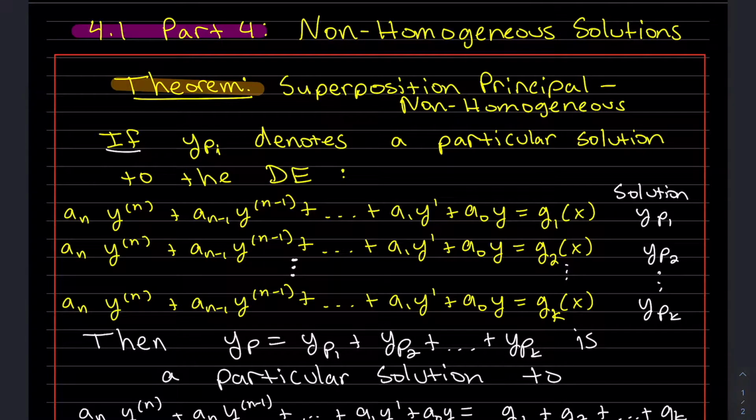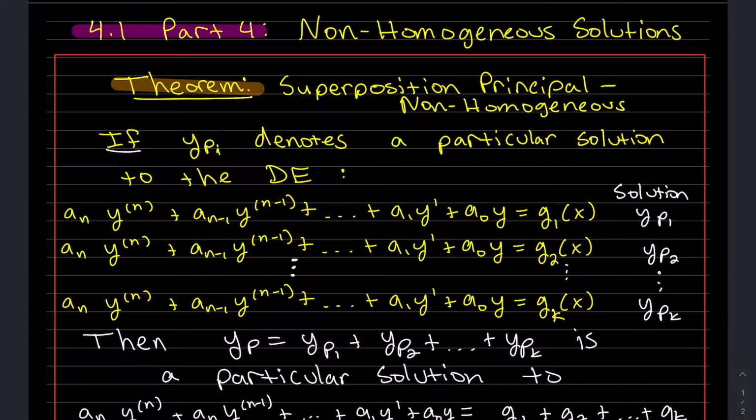So this is part 4.1, the never-ending section. But we're going to talk about non-homogeneous solutions now. So we have a theorem. It's called the superposition principle for non-homogeneous. We've already seen in the previous parts of this section a superposition principle for homogeneous. So now we're going to look at one for the non-homogeneous.